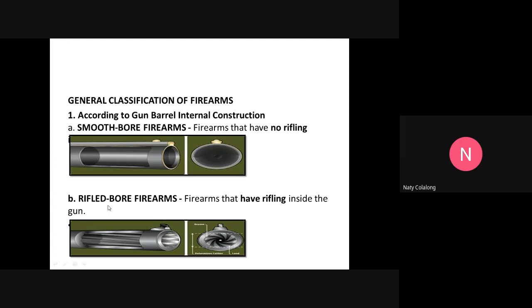And then dito sa rifle bore firearms, ito po yung firearms that have rifling inside the gun. So ito po yung rifling, ang mga iyan. At saka po ang mga iyan. Okay?